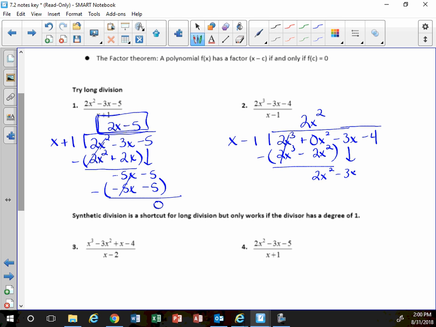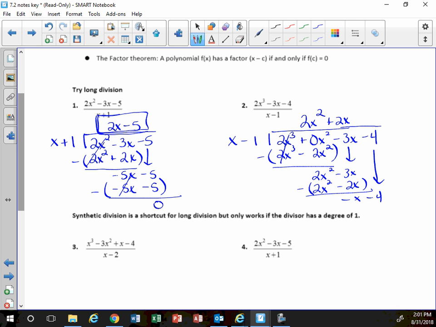Minus 3x is coming down. Okay, then you start over. What do I take x times to get 2x squared? 2x. So up here is plus 2x. And we multiply again. Take it times everything in front. So I'm going to get 2x squared minus 2x. All right, careful with your signs. Subtract. 2x squared minus 2x squared gone, and then yeah, what's negative 3x minus negative 2x? Just negative x. Good.